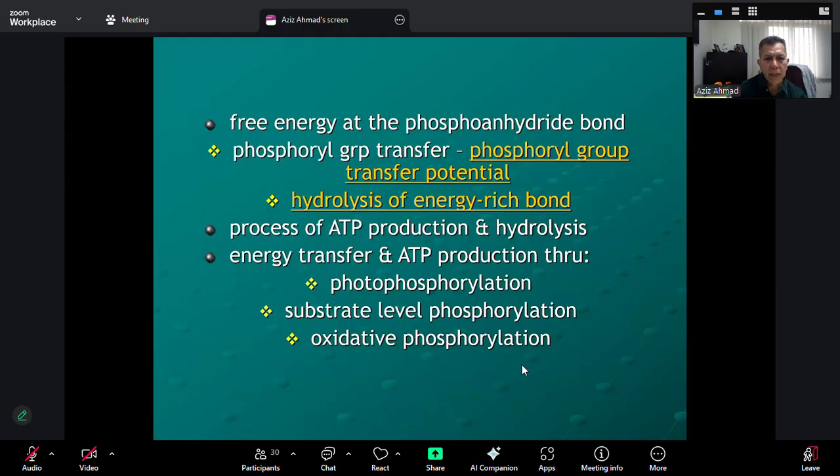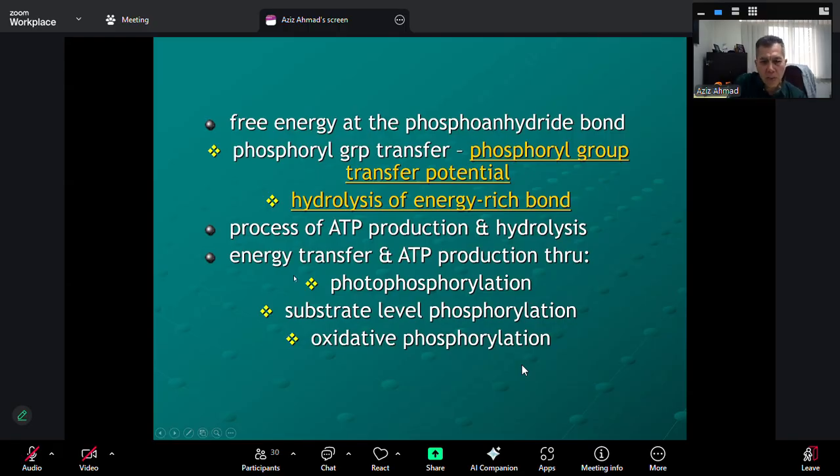Free energy at the phosphoanhydride bond transfers a phosphoryl group. In the process of ATP production and hydrolysis, or energy transfer and ATP production, we go through 3 major steps: photophosphorylation, substrate level phosphorylation, and oxidative phosphorylation.